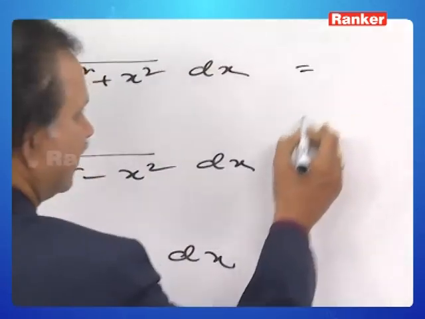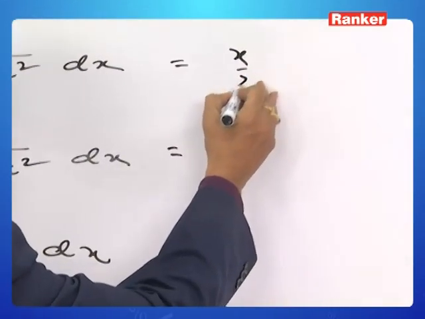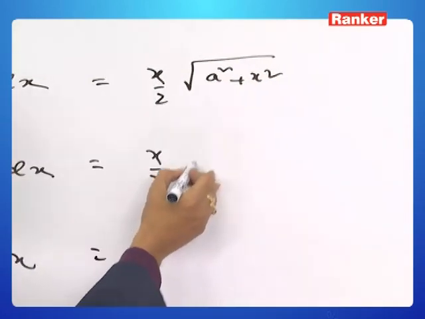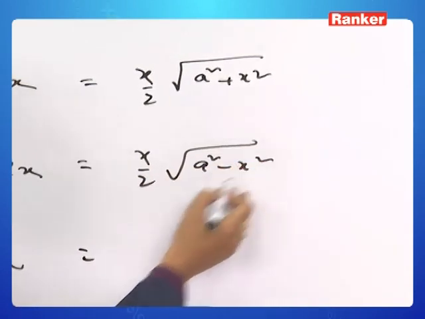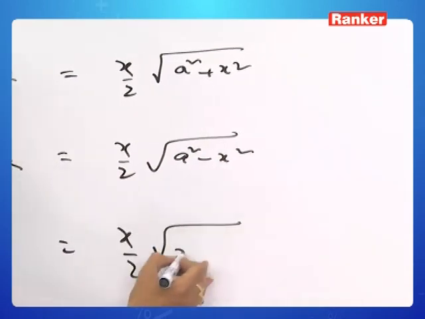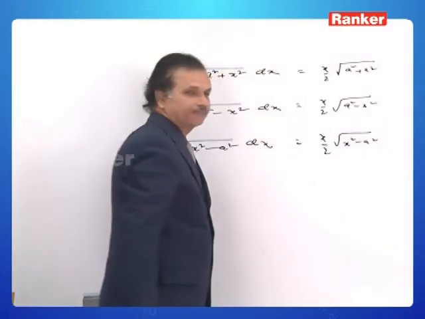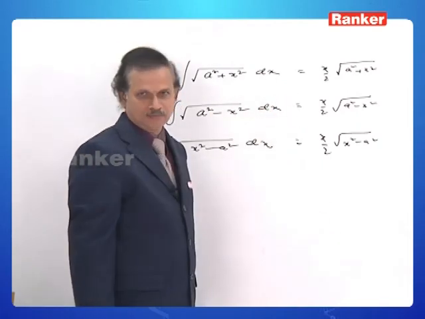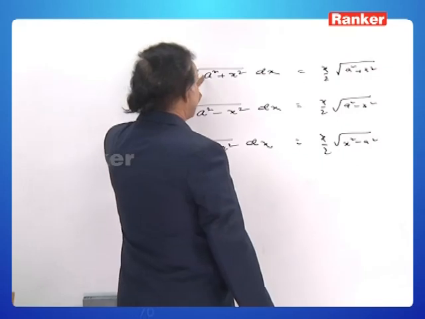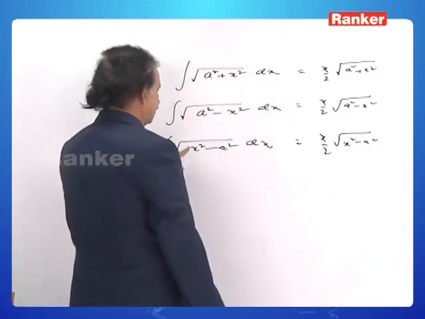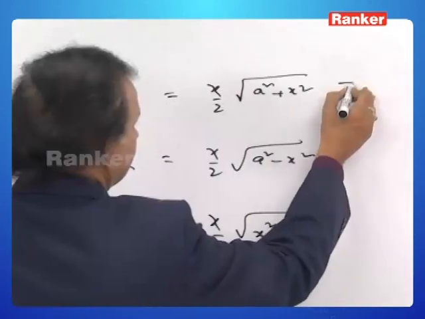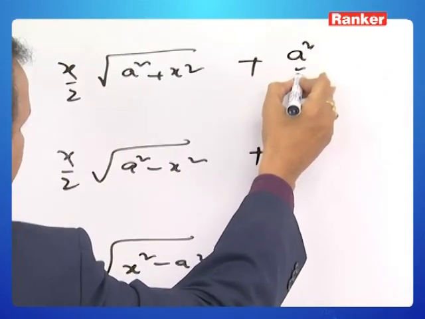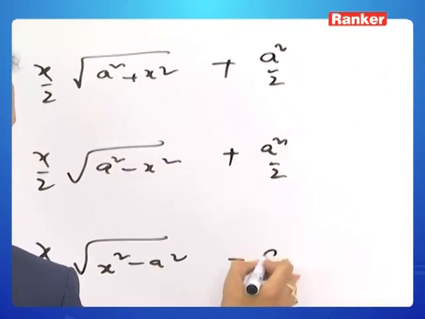These three formulae look alike. All of them start with x by 2 into root of a square plus x square, x by 2 into root of a square minus x square, x by 2 into root of x square minus a square. x by 2 into the same expression, x by 2 into the same expression. Coefficient of a square is plus, plus, minus. A square by 2, a square by 2, a square by 2.